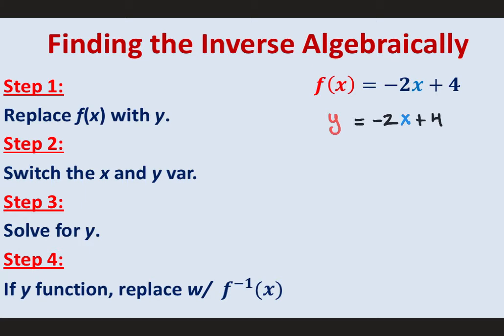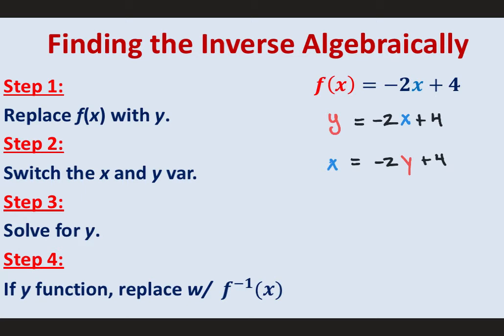Now I'm going to switch my x for my y and my y for my x. So anywhere there's a y, I'm going to turn it into an x, and anywhere there's an x, I'm going to turn it into a y. Everything else stays the same, the -2 and the plus 4 all stay the same. All right, cool. We now have an inverse function here, but unfortunately it's solved for x, and we don't really like things solved for x, so we're going to solve it for y.